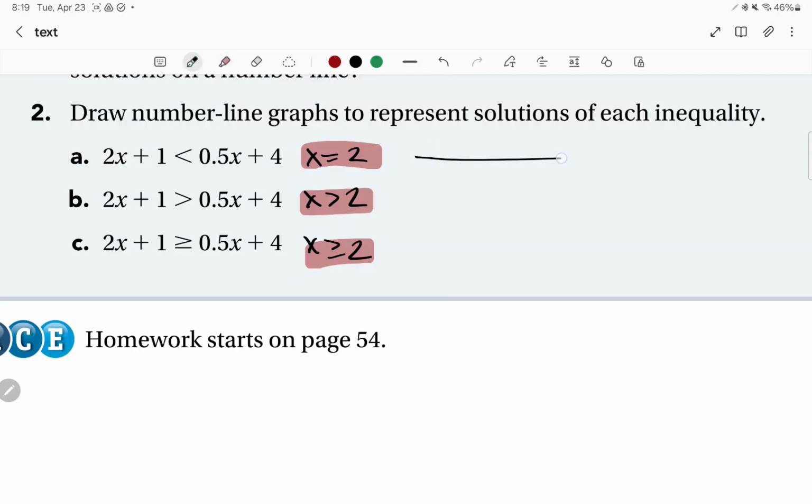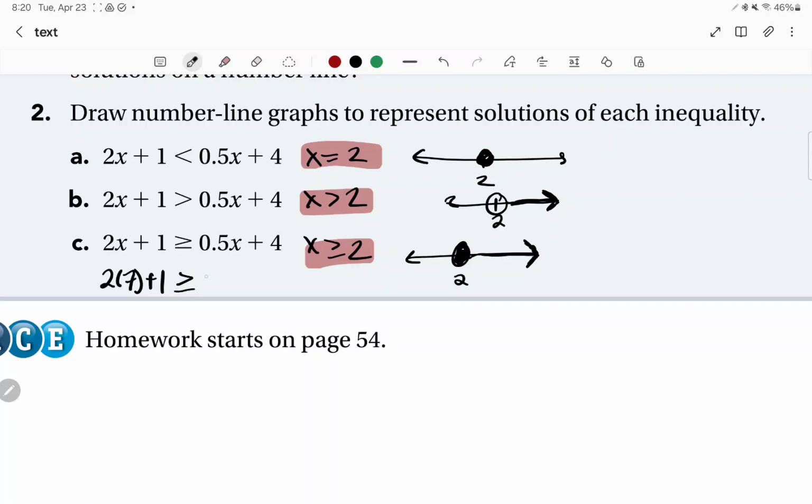Okay, so for the first one, this is showing all of the possible solutions, and there's only one solution. The second one is saying whenever x is greater than 2, those solutions will work. So it's an open circle pointed to the right, and this one is greater than or equal to. So it's all of the values to the right as well as itself as a possible solution, meaning if I plugged 7 in here, 2 times 7 plus 1, that should still be greater than the other side.